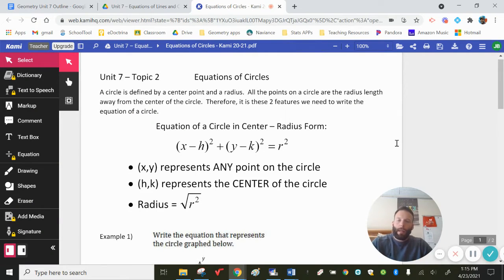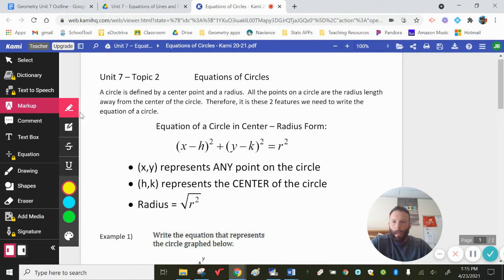Hello, geometry friends. Today we're going to talk about equations of circles. So a circle is defined by a center point and a radius. And all of the points that are on the circle are the radius length away from the center of the circle. Therefore, it's these two features that we need in order to write the equation of a circle.